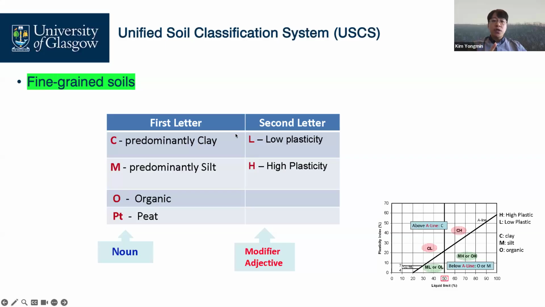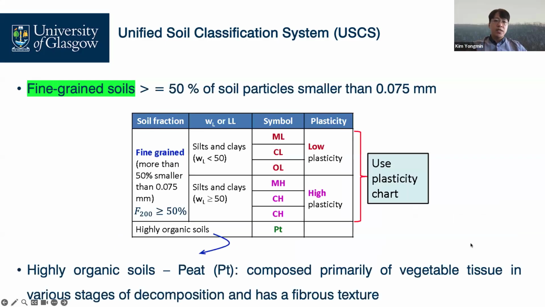And for the fine grain soils, we have C is clay, M is silt, O is organic, PT is peat. And L is low plasticity, H is high plasticity. How do you know? From the Atterberg tests, these charts. And then we can specifically combine these two symbols. CH means clay with high plasticity. That's all. Easy to understand the expected engineering behaviors.